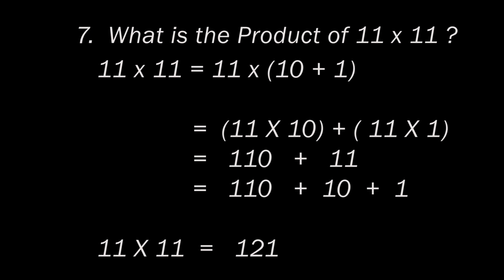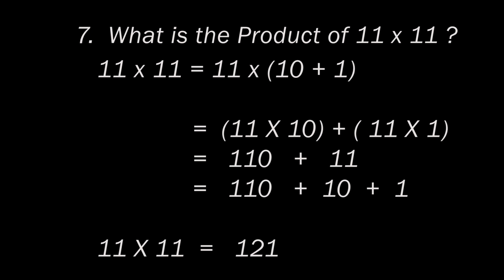What is the product of 11 times 11? 11 times 11 equals 11 times bracket 10 plus 1 bracket. But we must multiply the 11 to the 10 and to the 1. So now we'll have bracket 11 times 10 bracket plus bracket 11 times 1 bracket.